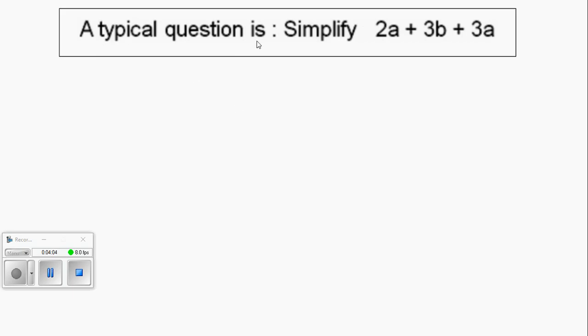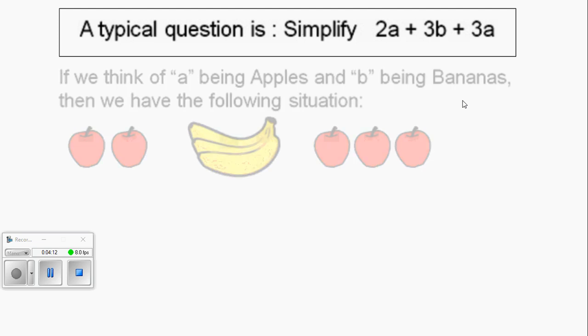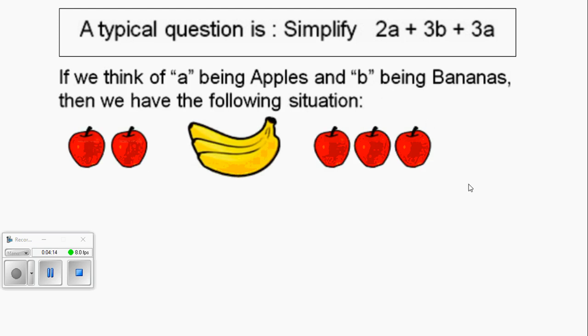So a typical question, like in algebra, you might see something like simplify 2a plus 3b plus 3a, okay? Now what I've got here is just a visual representation, which is, again, in your notes right in front of you. You can see here that we have 2 apples, 3 bananas, and then 3 more apples. So if we think of A as being apples and B being bananas, I can use this expression to represent the fruit.